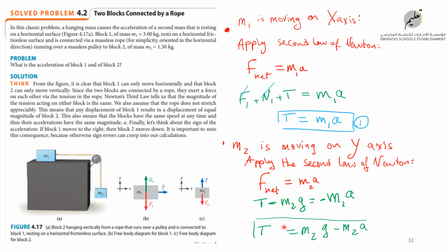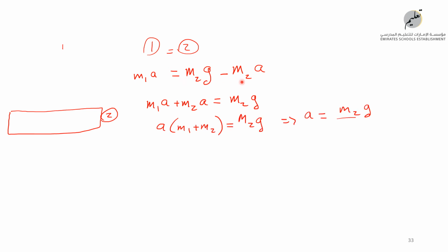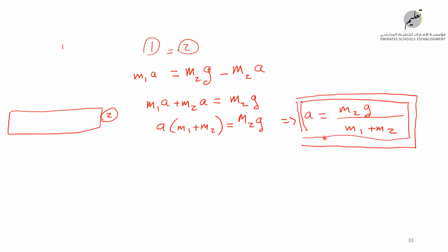Now we arrange the equations. We have two equations for tension, equation 1 and equation 2. We can set them equal, because the tension on the first mass equals the tension on the second. So m1a equals m2g minus m2a. That's how we calculate the acceleration in this example. You can only apply this if we don't have friction. So we can write a equals m2g over the total mass, m1 plus m2.